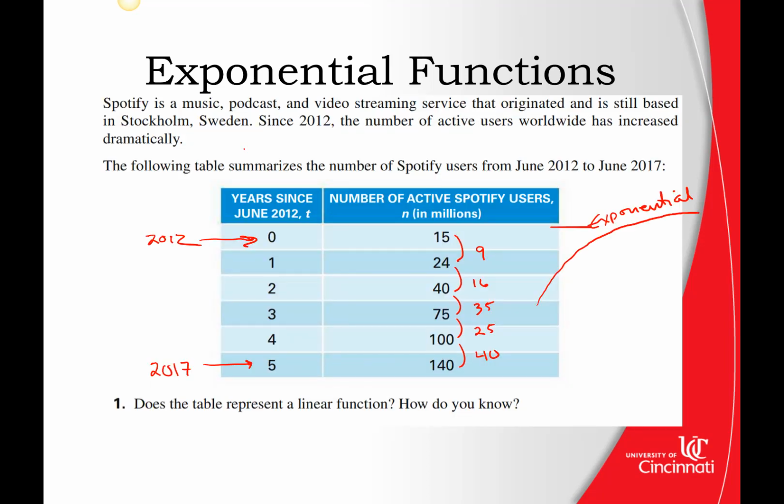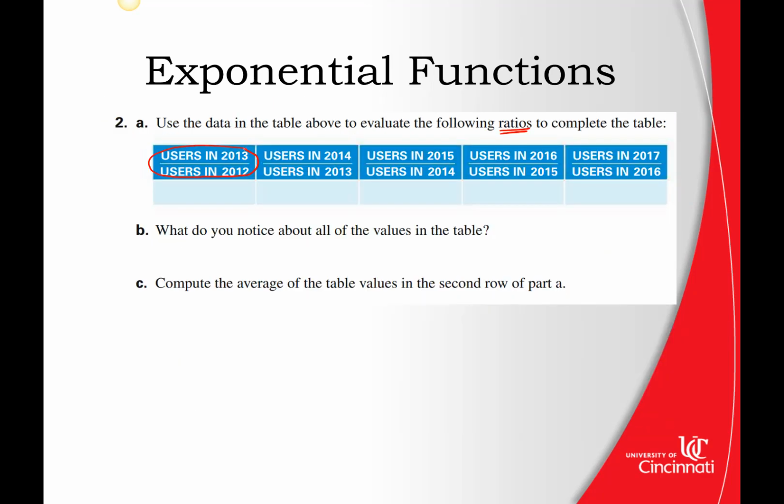So I'm going to copy down the numbers up here on the board quick like. Those numbers are 15, 24, 40, 75, 100, and 140, and this is going to be your 0, 1, 2, 3, 4, and 5. Okay, so we have those numbers that we're going to be working with. In the first box on the table, we're going to do a ratio of 2013 to 2012.